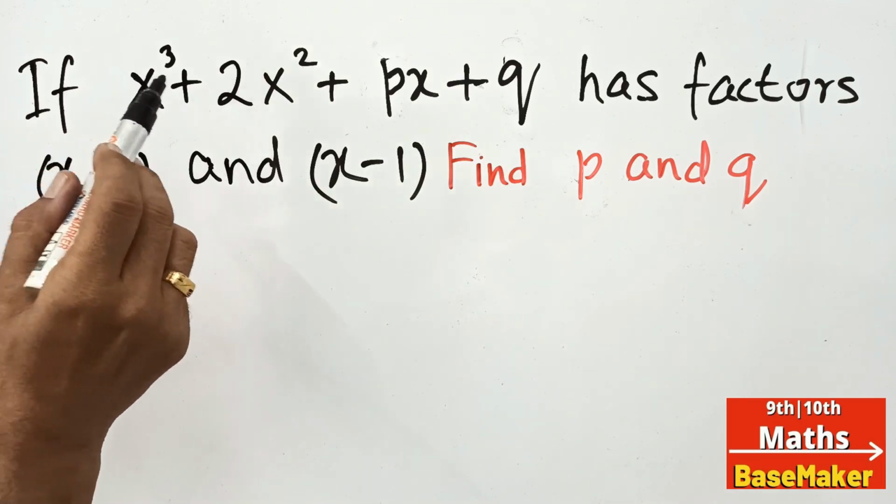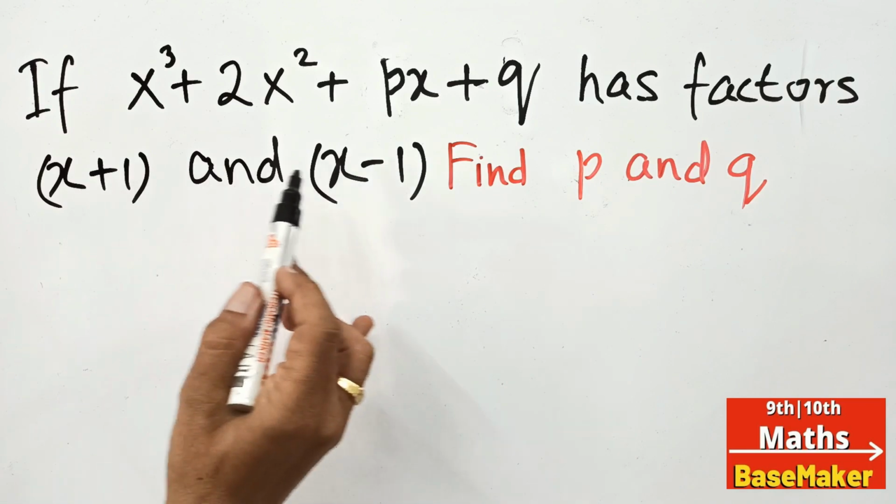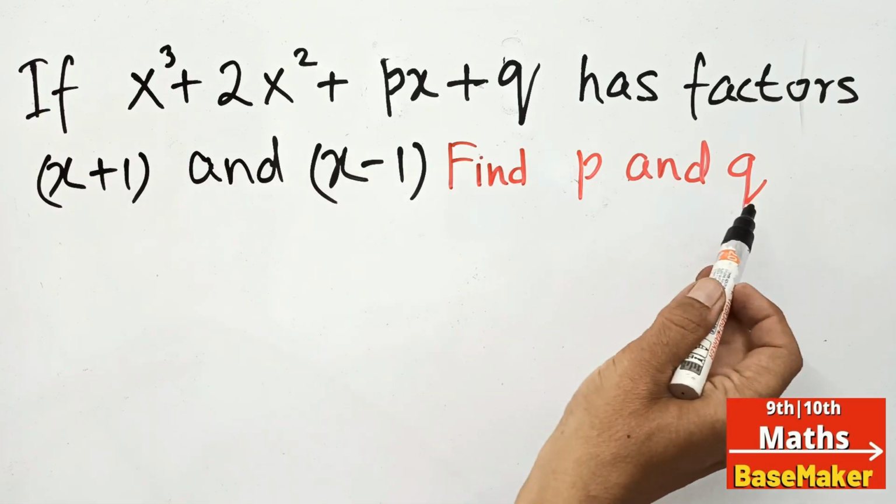If polynomial x cube plus 2x square plus px plus q has factors x plus 1 and x minus 1, then find the value of p and q.